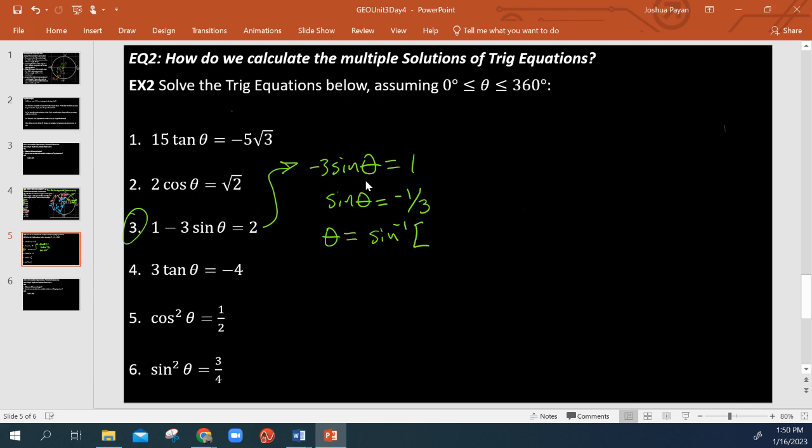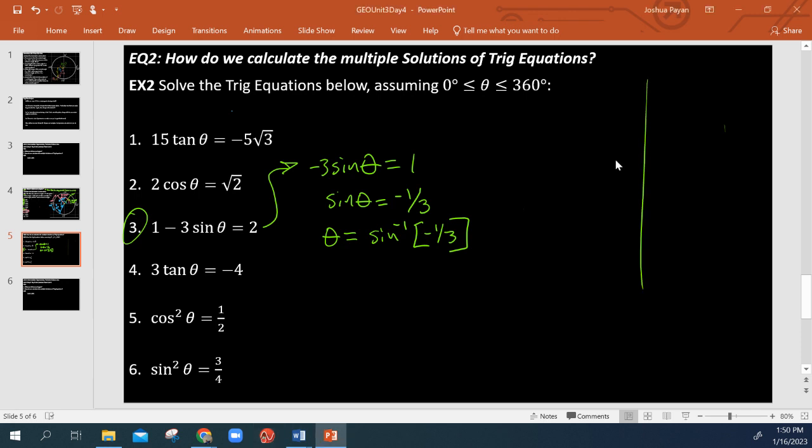So that brings us to where we're going to get our answers from, the arc sine of negative 1/3. Now, 1 over 3 is not a special trig ratio, so I'm going to have to use my calculator here.